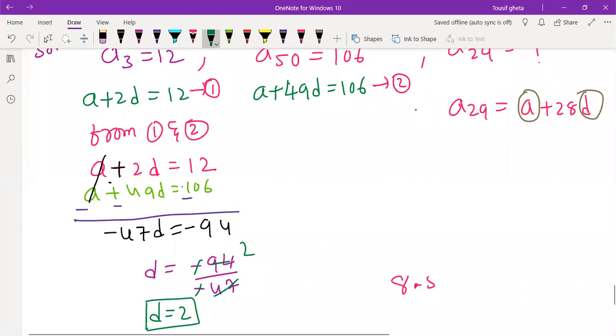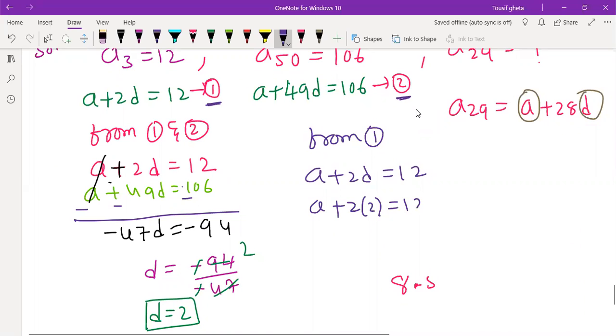Let us find out A now. Take any one equation, first equation or second equation. I will take the first equation because it is smaller, so we will get the answer easily. A plus 2D is equal to 12. A plus 2 into 2 is equal to 12. A plus 4 is equal to 12. Take 4 across, you will get A is equal to 8. 12 minus 4, 8.